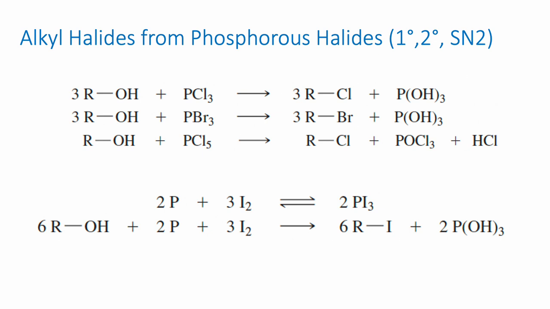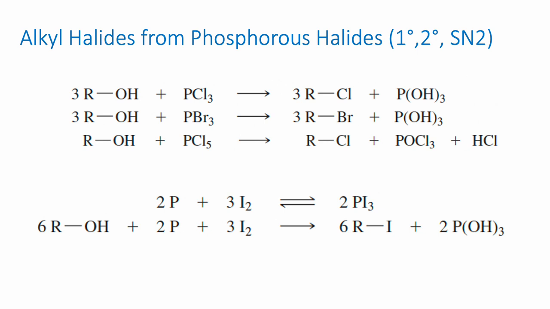And finally, when we're trying to use this strategy to make iodides, alkyl iodides, there is no reagent PI3 that's stable enough for us to store in a bottle. So those three reactions on top, PCl3, PBr3, PCl5, those reagents are all stable enough that we can store them in a bottle and add them to our alcohol when we're ready to do the reaction. However, PI3 is not particularly stable.